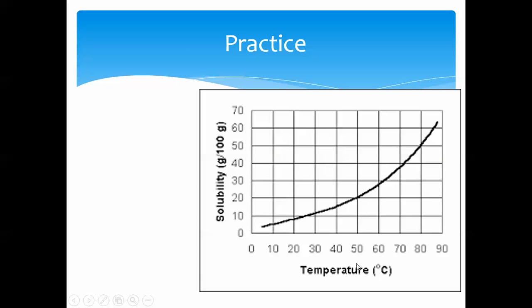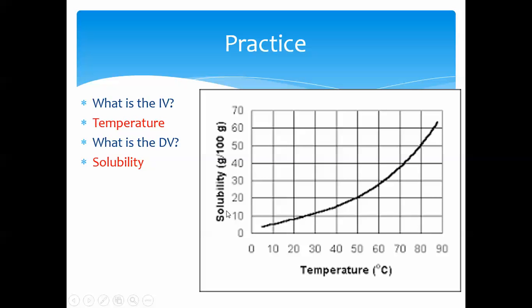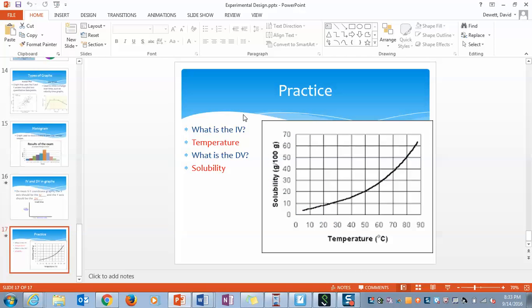So let's practice this. Here's a graph, and I want to know what the IV is. Well, I don't even have to really pay much attention to what the graph's about. I just remember that the IV is always on the x-axis. So what is the IV? Temperature. What's the DV? I look over here at the y-axis, solubility. Okay, so I don't have to know anything about what this graph is telling me. I just have to know that I always put the x-axis to be the independent variable. That's what I'm changing. So I'm increasing the temperature, and then the dependent variable goes on the y-axis. It's what I'm measuring, so the grams that dissolve at different temperatures. And that's your notes.